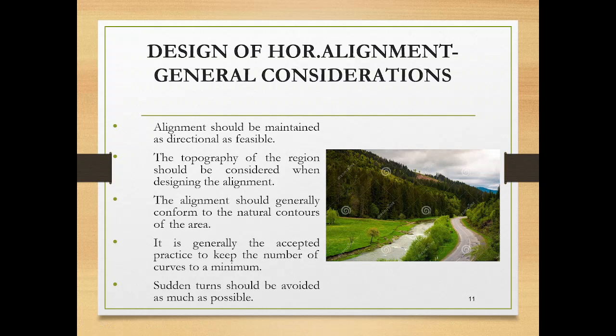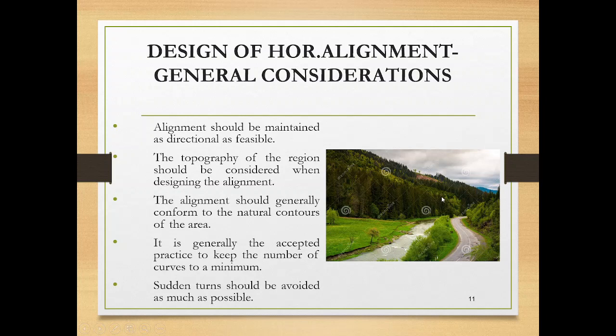Right, we'll go to the design of horizontal alignment. So these are general considerations. Alignment should be kept as directional as feasible. So if you are going from A to B, you should not go like this. It should be as directional as possible. The topography of the region should be considered when designing the alignment. So you have to consider the mountains, the water paths and everything, because it is not very nice to go and have a tunnel here. If the tunnel is inevitable, of course you have to, otherwise we need not have a tunnel.